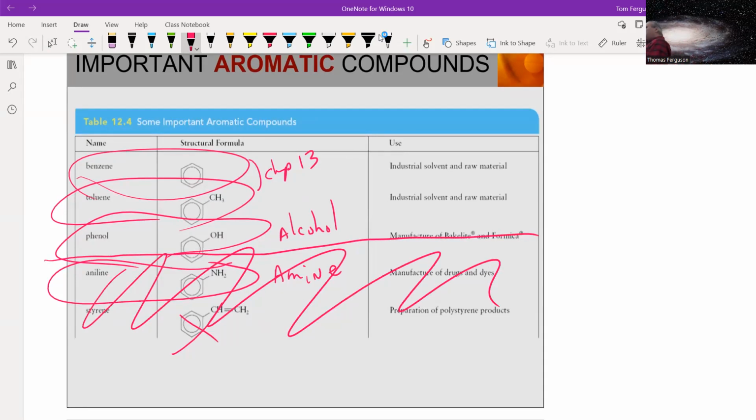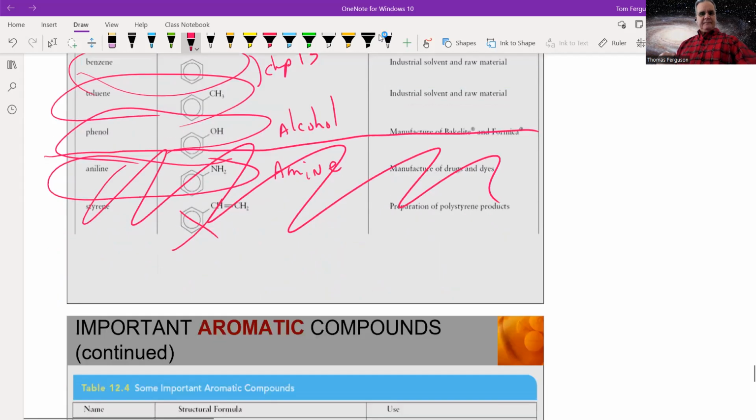Okay, so you're responsible for unit 1, the benzene with an alcohol, phenol. Also toluene. Those are two common names. The rest of these we'll come to as we come to them in the subsequent chapters.